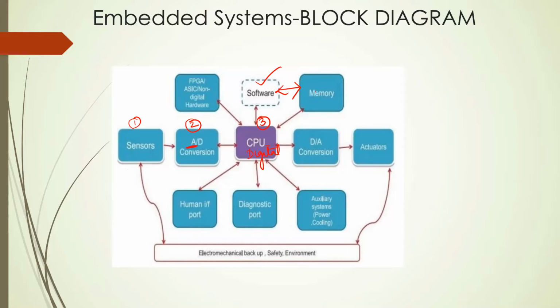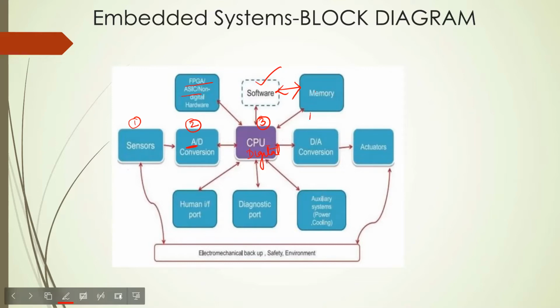Now here you have an additional feature called FPGA, which is field programmable gate array, or ASIC, application specific integrated circuit, or your non-digital hardware. If your application is very specific, you have a separate IC for that, called FPGA or ASIC. FPGA, once more, is field programmable gate array. And ASIC is application specific integrated circuit. If your application is specific, you can make a small IC for that, and that is called ASIC. So we are done with the first three blocks.